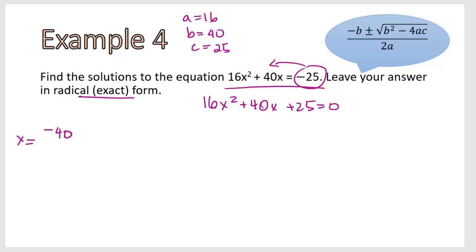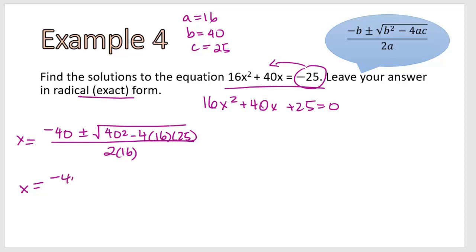So we have -b, -40, plus or minus the square root of 40 squared, minus 4 times 16 times 25, all of that divided by 2 times 16. We have -40 plus or minus the square root of 40 squared, 1600, minus 4 times 16 times 25, also 1600, all divided by 2 times 16, or 32.